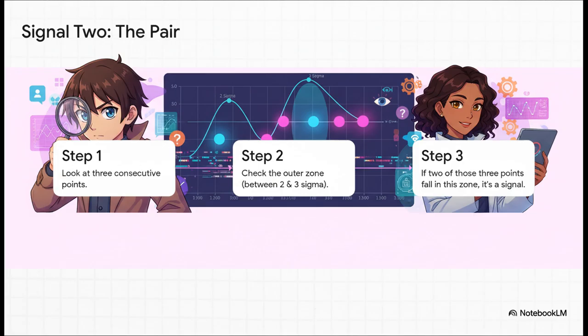So we focus on that outer band between 2 and 3 sigma, we call it zone A. And the rule is simple. Just look at any 3 points in a row. If 2 of those 3 points land in that zone A, boom, that's a signal. See, a single point landing there isn't that strange. But finding 2 of them so close together, that's just too unlikely to be a coincidence.